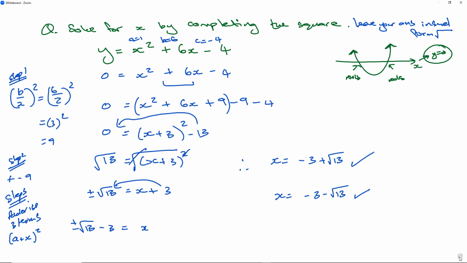So step 1, remember, is going to be take b over 2, square it. Step 2, you're going to plus minus whatever you get from there. Step 3, you're going to group the first 3 terms, and you're going to factorize.